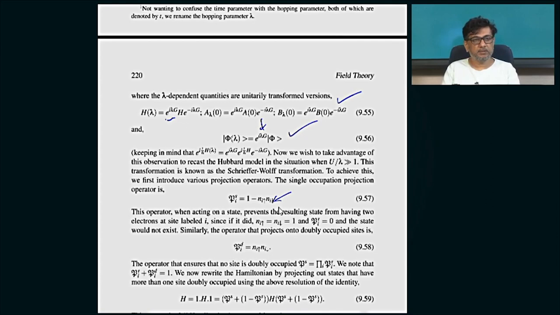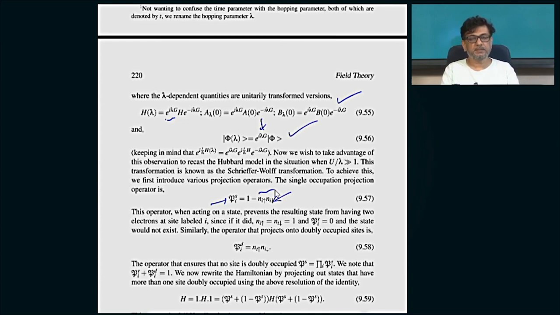So, that means if you have a state, you can express that in terms of no occupancy plus single occupancy plus double occupancy, some kind of a linear combination like that. Now, if you take this operator and act it on that state, it destroys the part of that state which contains the double occupancy. And why is that? Because when there is double occupancy, n_I up times n_I down will be 1, and 1 minus 1 is 0. So, basically it really suppresses the double occupancy part of that state.